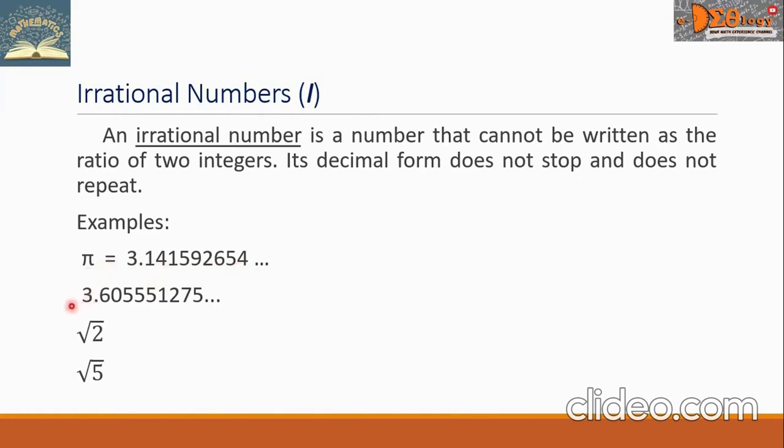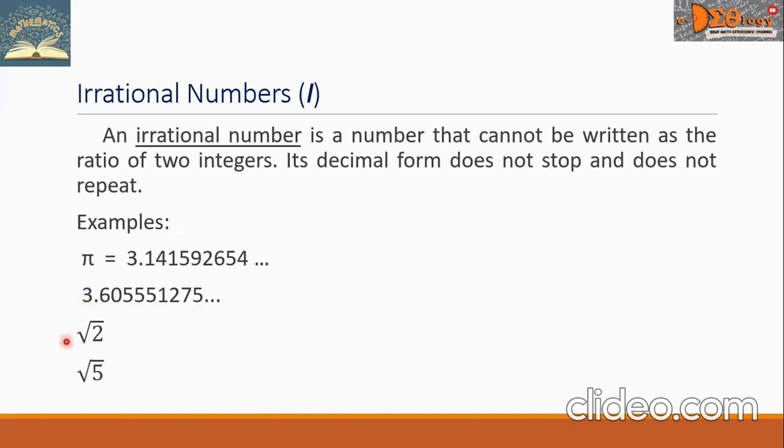Another example, 3.60555125, and so on. This decimal does not stop. Also, there is no pattern of repetition. This is an example of an irrational number.